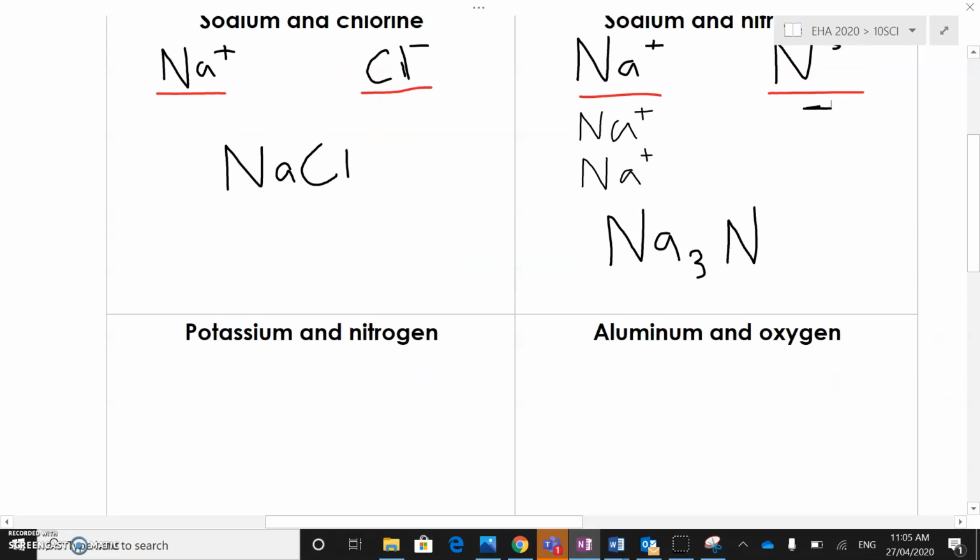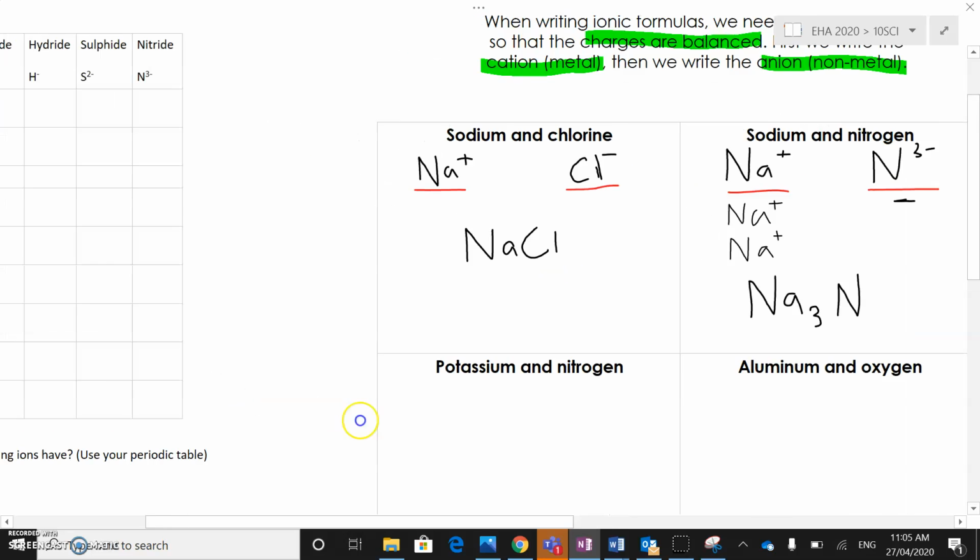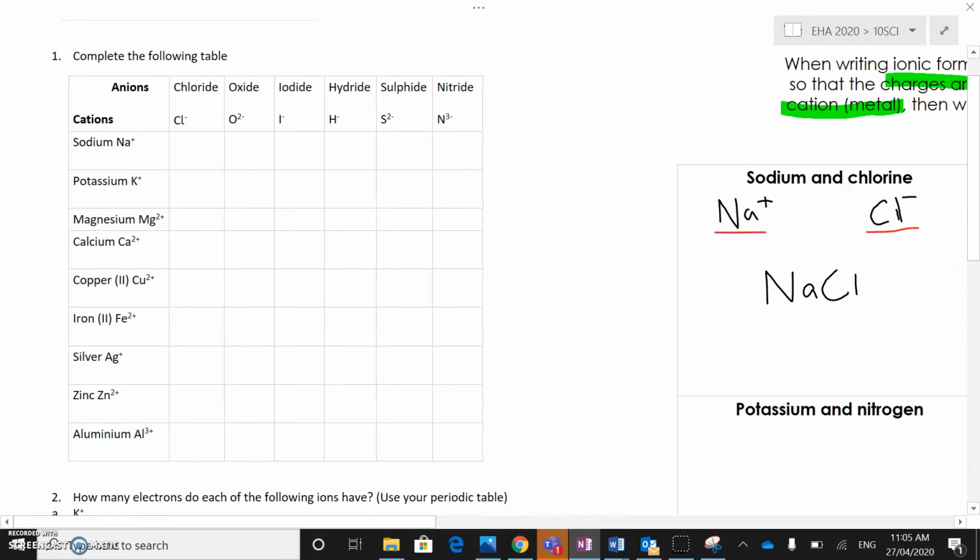All right, so for this next one, I want to show you how we can use this table from your worksheet to aid in our working.